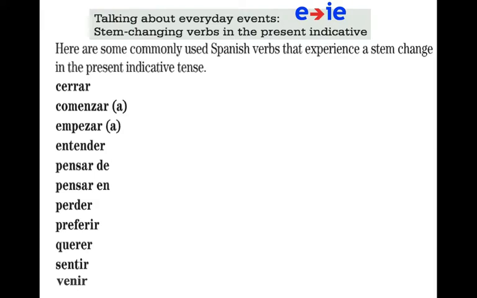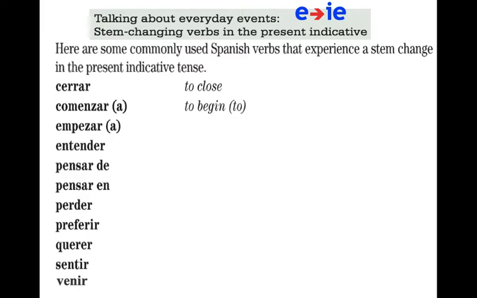Repita, cerrar, cerrar. En inglés, to close. Repita, comenzar, comenzar. You'll add the a after it in some cases. And you recall what comenzar means? To begin. So if you think of a commencement in somebody's life at graduation, that is the beginning of their new life after their schooling.